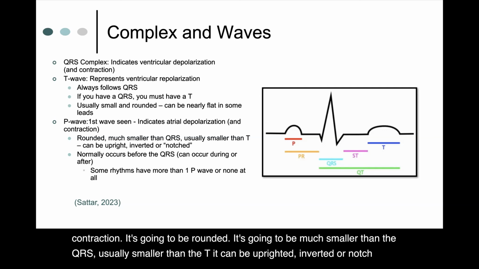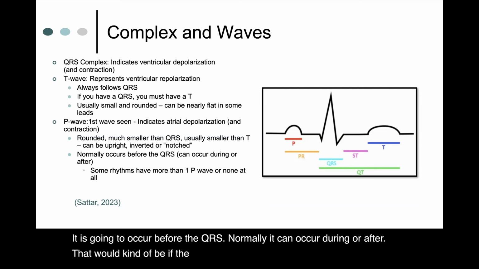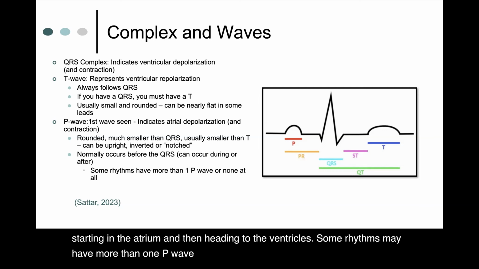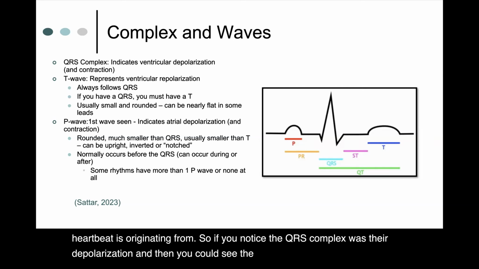It is going to occur before the QRS normally. It can occur during or after. That would be if the heart is not following the normal conduction of starting in the atrium and then heading to the ventricles. Some rhythms may have more than one P wave or have none at all, depending on where the heartbeat is originating from. So if you notice, the QRS complex was the depolarization, and then you could see the repolarization.